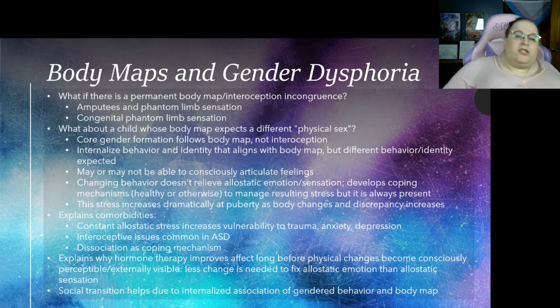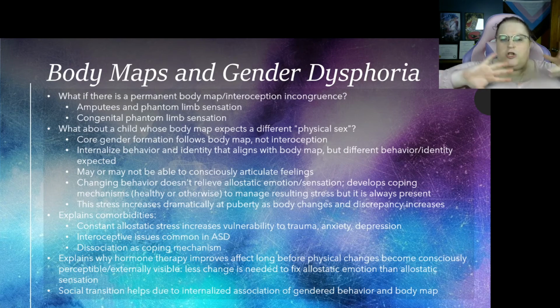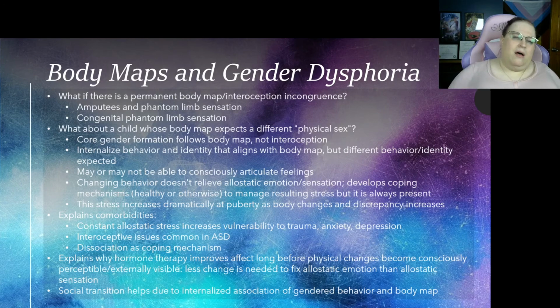Finally, this would explain why social transition can relieve what we've been talking about in terms of interoception. But again, the core gender is formed from a combination of internalized behaviors and perceptions and the body map. So the social transition can help with that internalized association of gendered behaviors with the body map. It can help with that conflict between, as a small child, what you felt and what the people around you expected. It can help restore you to what you expected of yourself and help begin the process of resolving some of those issues and relieving some of those negative feelings which have become so tied in with the physical issues of the body map interoception incongruence that they are indistinguishable as sensations.